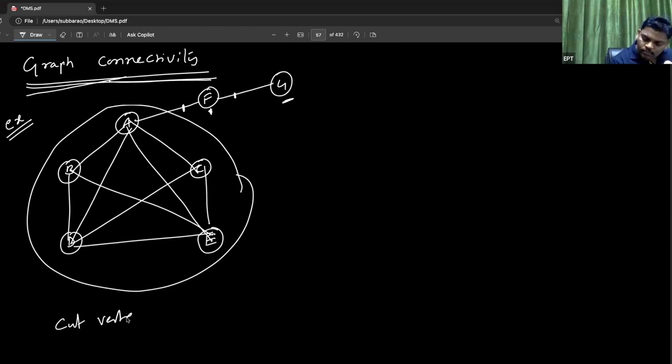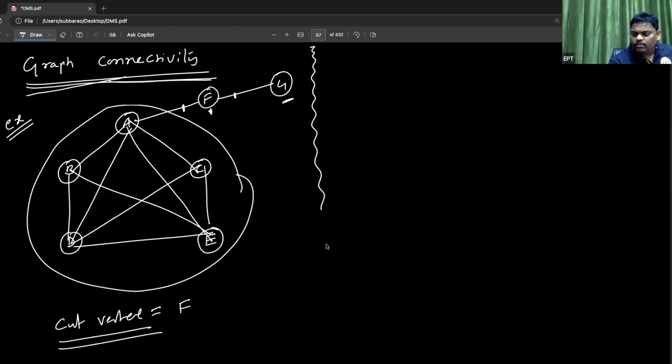Can you write the definition on your own? So here the cut vertex is F. What is the cut vertex definition? In the given connected graph, by deleting any vertex together with its edges, if the graph becomes disconnected, then that vertex is called a cut vertex. Please write properly, the small definition. Please take care.